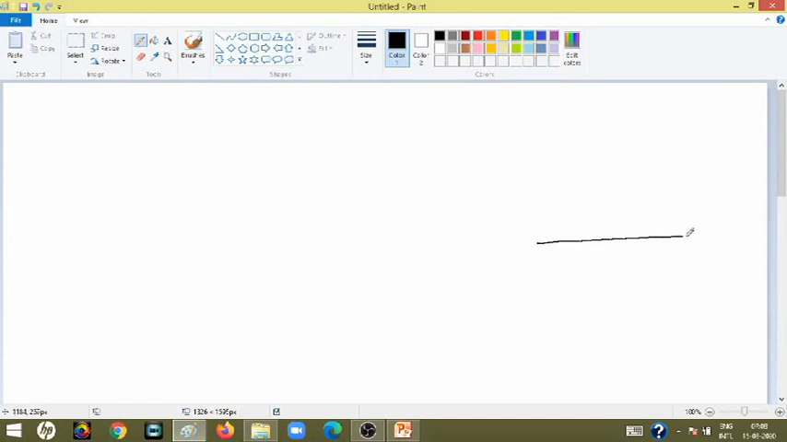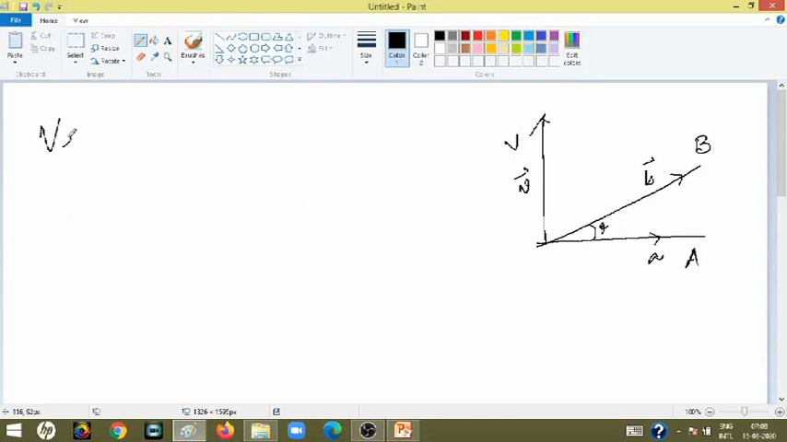Now we are discussing vector product. This is theta, this is A, this is B. Now let us discuss vector product. Vector product, cross product.